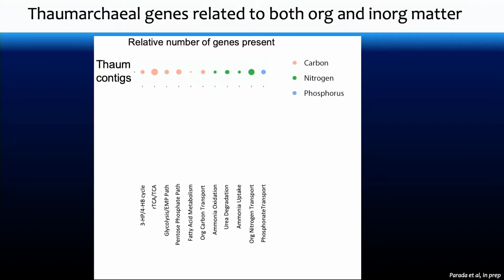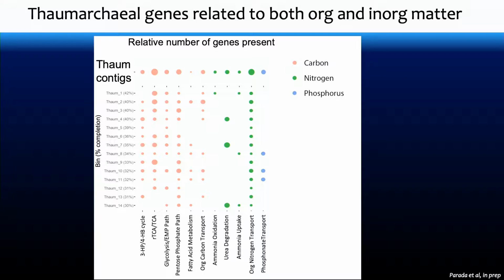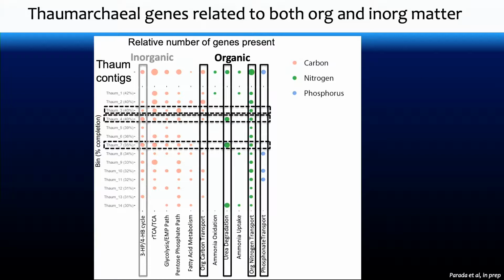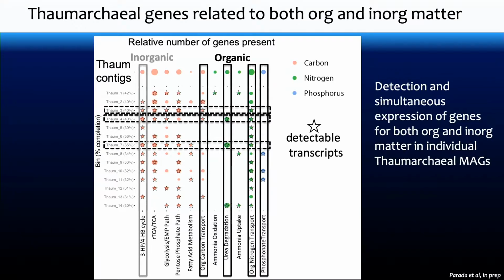When we break out our contigs into specific bins, we can see that yes, we have evidence for both organic and inorganic carbon and nitrogen assimilation, similar to previous studies. We see that within individual bins, we have both gene sets available, and we see that these were also transcribed in our sample that we filtered right after collection, suggesting that they're transcribing both in situ. Maybe they're living mixotrophically in situ.